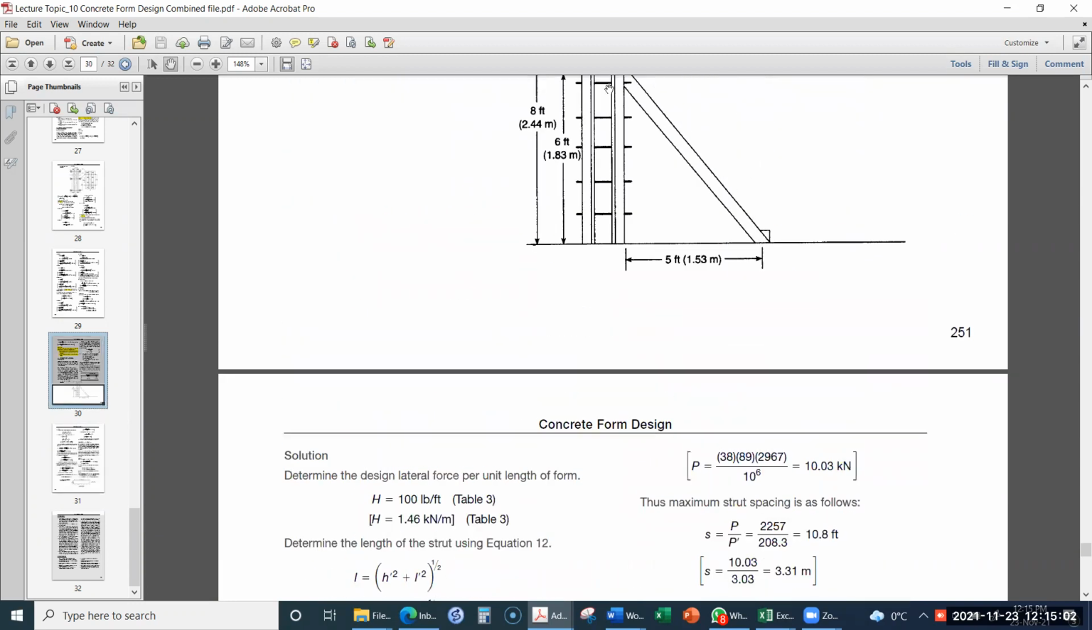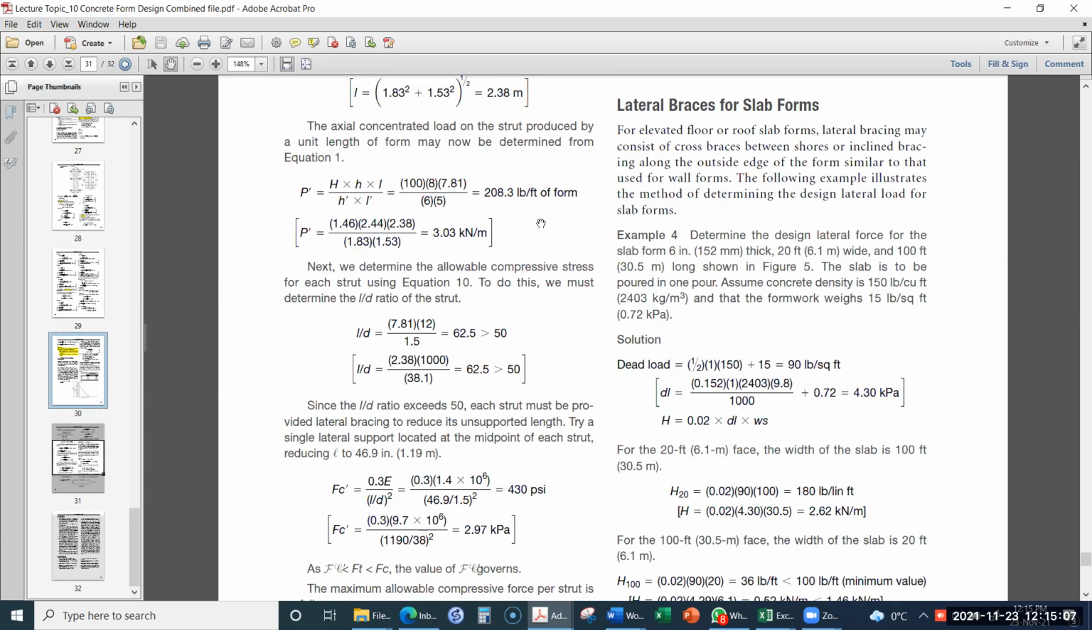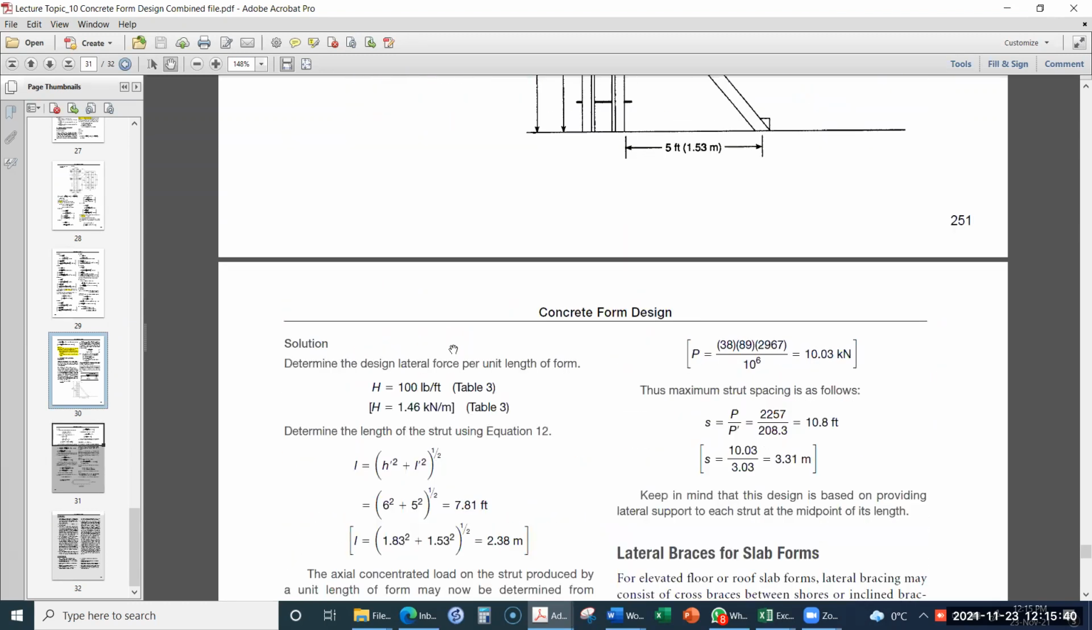Actually, what we need is the total force in the strut. That we can determine, of course, now. But for this, we will need to perform some checks. Okay, 3.03 kilonewton per meter. We will find whether this force is more than the allowable values or not. So for this, we determine the allowable compressive stress for each strut using equation 10. What is equation 10?